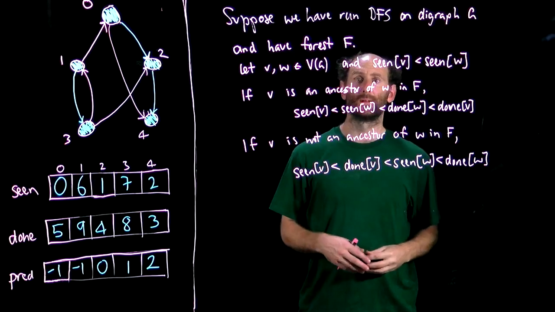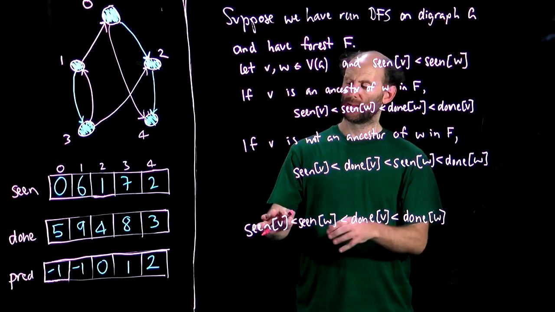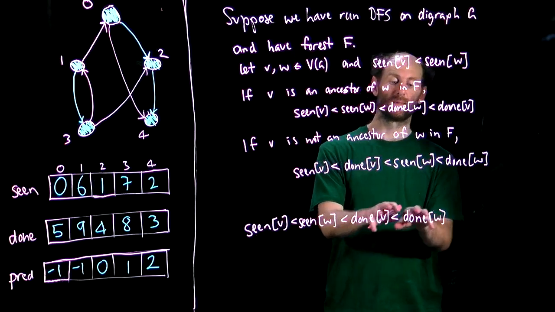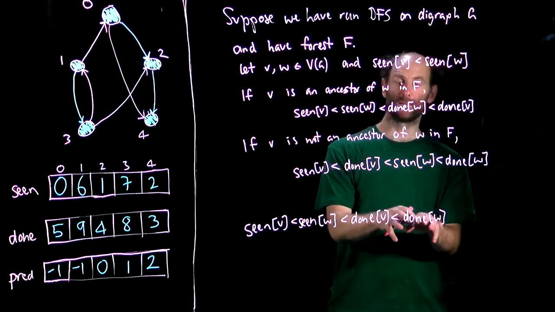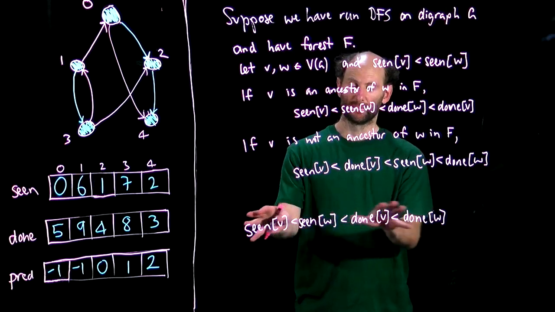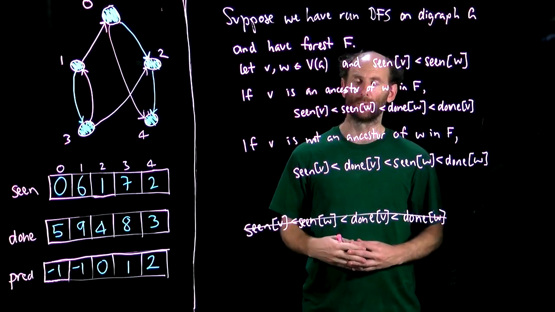This result tells us that not all timestamps are possible. So it's not possible to have seen V, then seen W, then be done with V before we're done with W. And again, just think of the recursive nature of it, it wouldn't allow this setup. So we'll put a line through that because that's not possible.